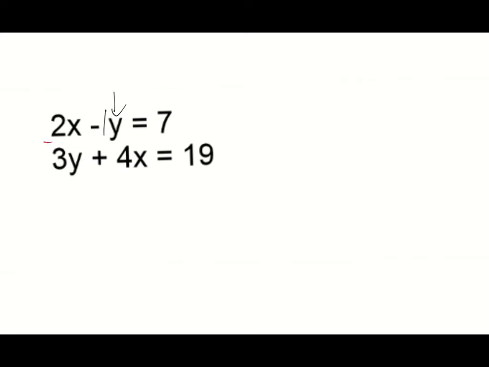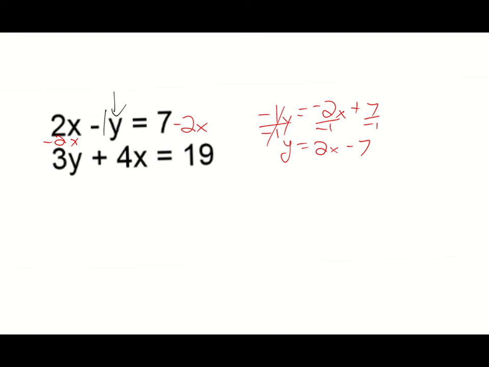I'm going to get 2x out of there by subtracting 2x from each side. That's going to turn it into a negative 1y on the left, and then a negative 2x plus 7. And I just like writing the variable first. Your last step is to get the negative 1 away from the y. So you're dividing everything by a negative 1. That makes it y equals positive 2x minus 7. So this first step, again, is just like getting it into slope-intercept form.